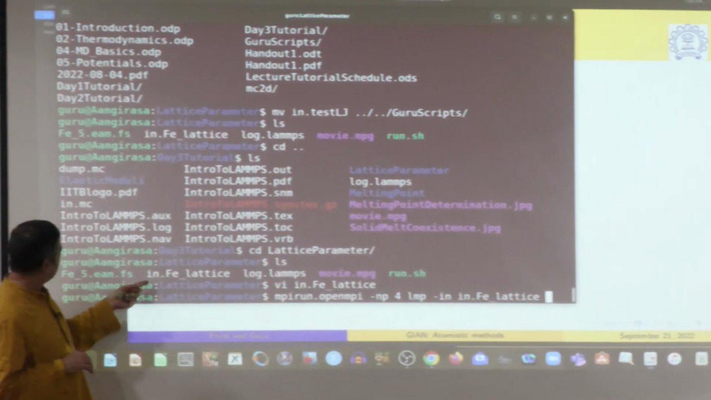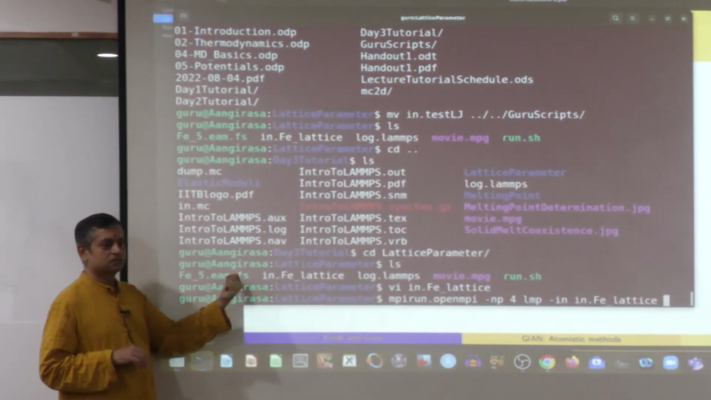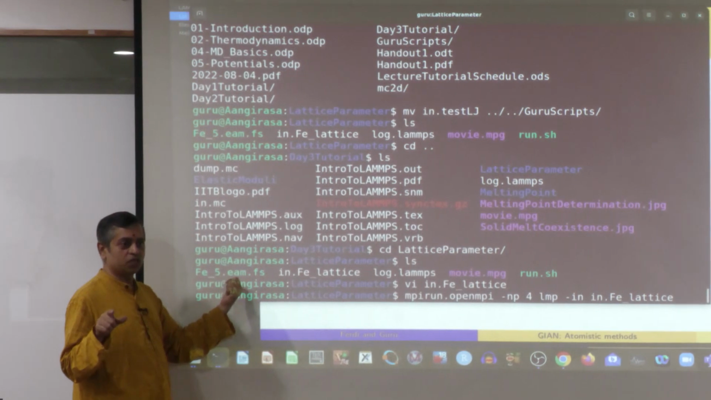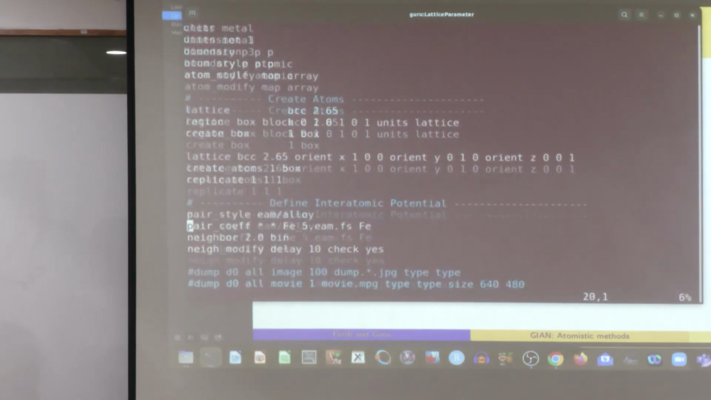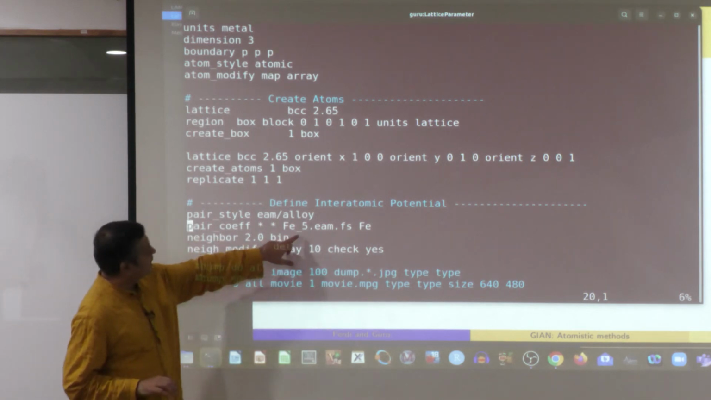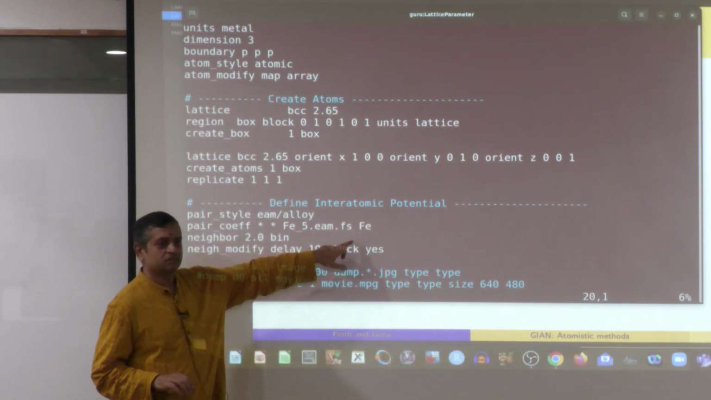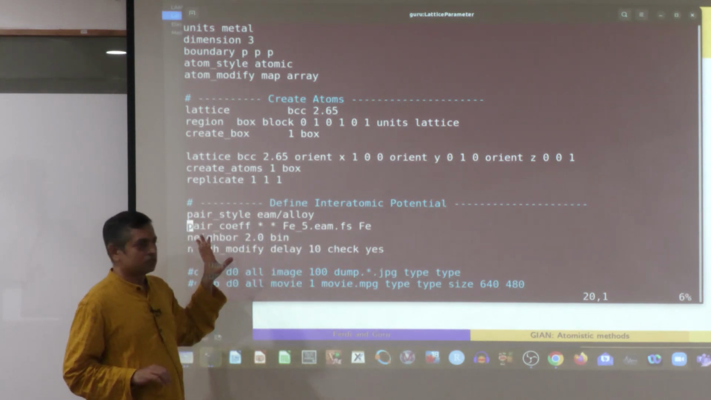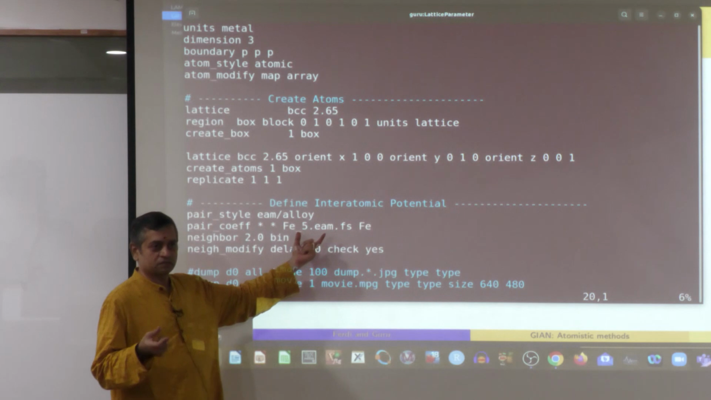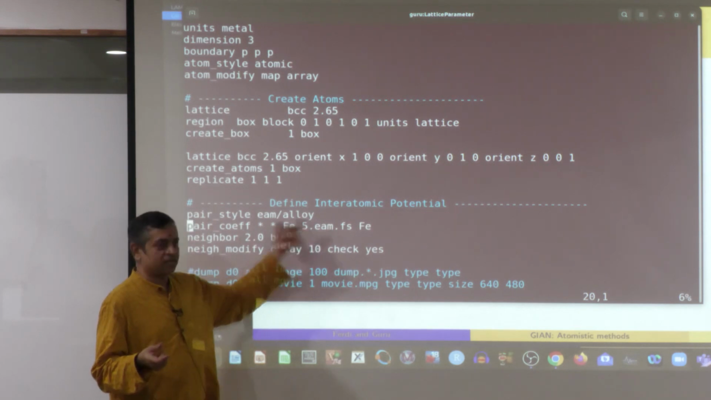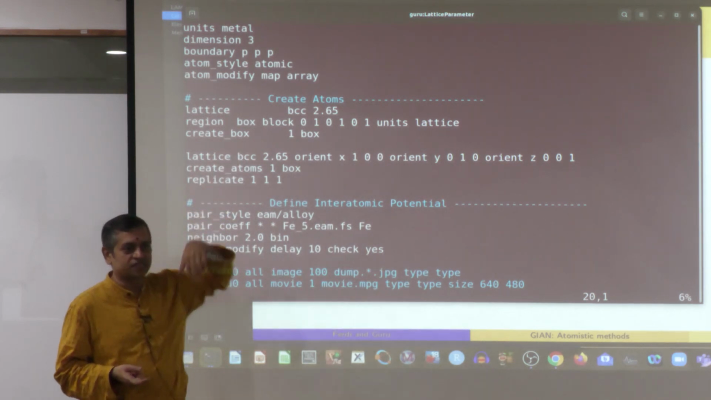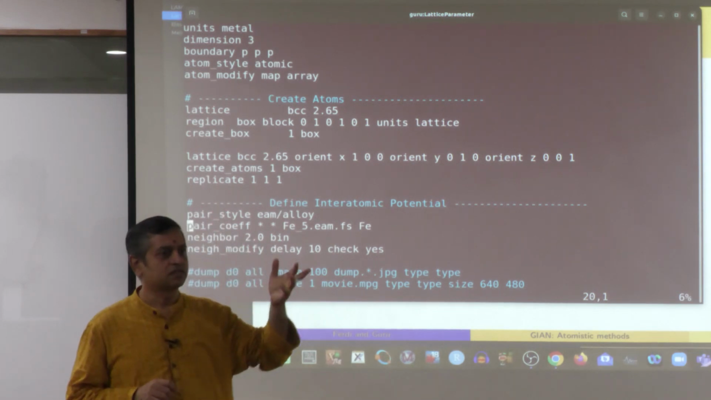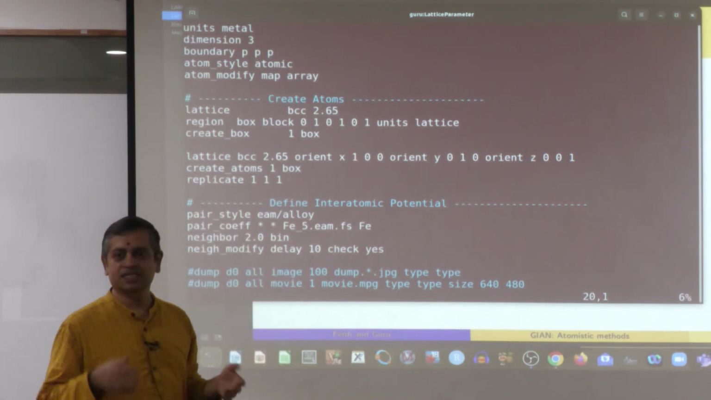And you need this, because we said that for the potential we use this file, remember. We said fe_5.eam.fs. You can change this code if you have a potential, for example, for copper or nickel or aluminum. You put that potential file in the same directory, change BCC to FCC and give a lattice parameter, and it will run for that system. That is an exercise that you can do.